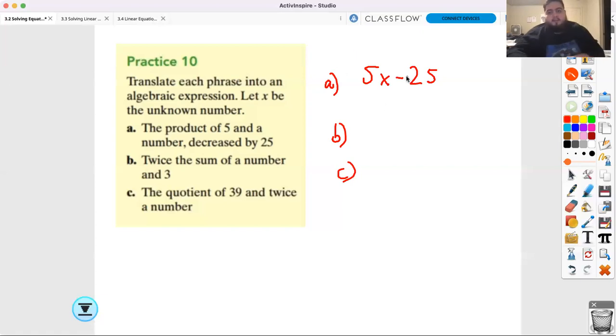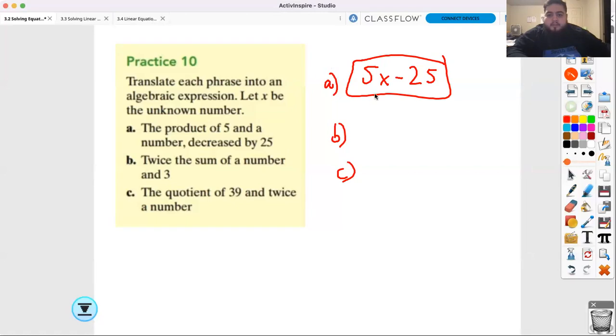Agree. Excellent, excellent. So we got an agree for A. All right. Let's see for B, for C. Someone said 39 over 2x. Anyone have a guess for B? I will probably say B is the trickier one, but nothing impossible. You just gotta read it, look at what we did in the example, and try to make sense of it.